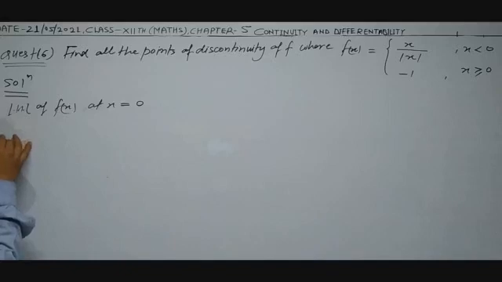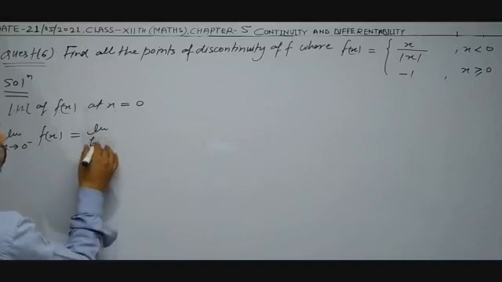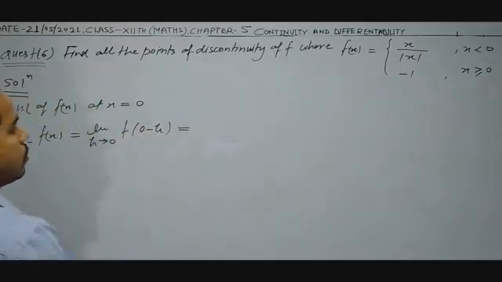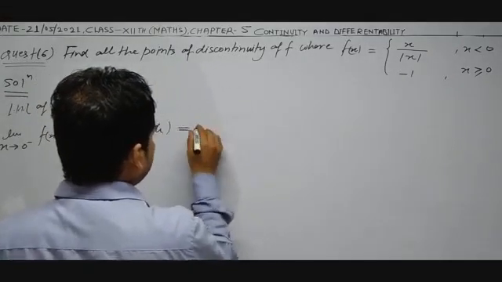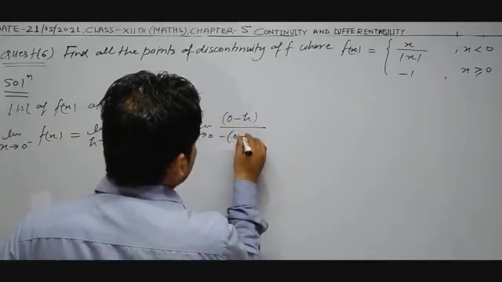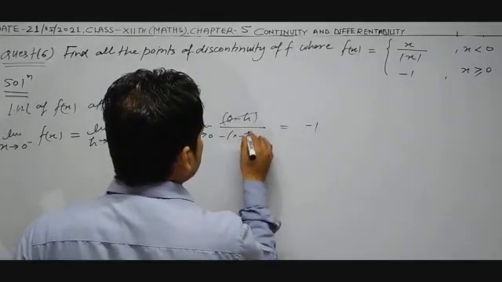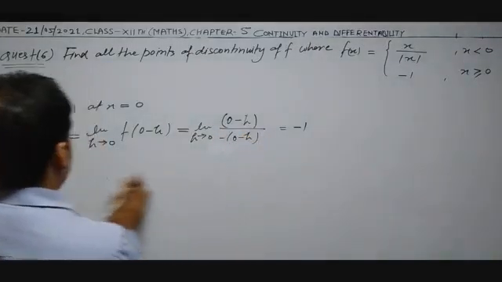So limit x tends to 0 minus f(x) is equal to limit h tends to 0 f(0 minus h), and this can be written as limit h tends to 0 of (0 minus h) upon mod of (0 minus h), and this result will be minus 1. Now see, this will be minus 1.